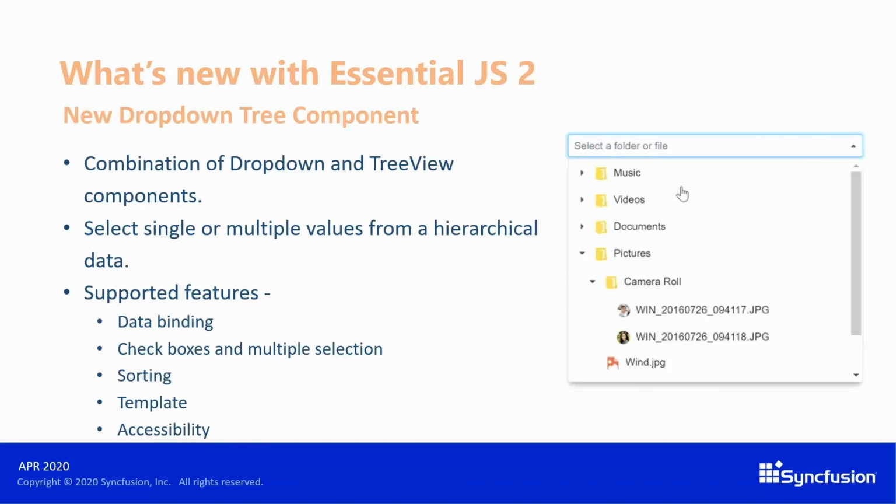Dropdown Tree is nothing but a component with a combination of drop-down and tree view. So it can display hierarchical data in a tree-like structure. Within the drop-down, you can select one or more values. In its preview state, it supports features like data binding, checkboxes, multiple selection, sorting, and template, and it's been designed completely based on the accessibility constraints. So let's look at the examples now for these features.